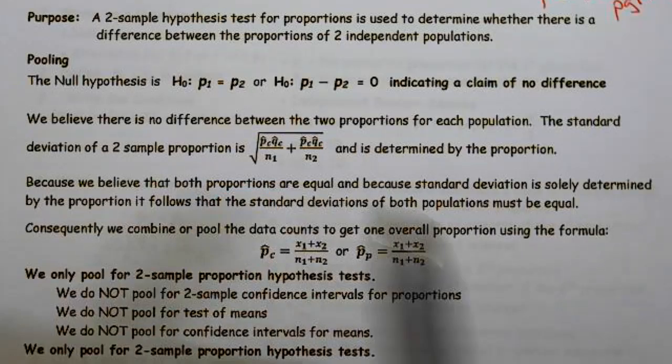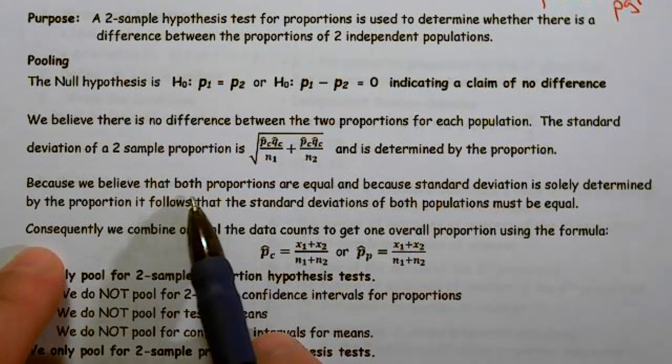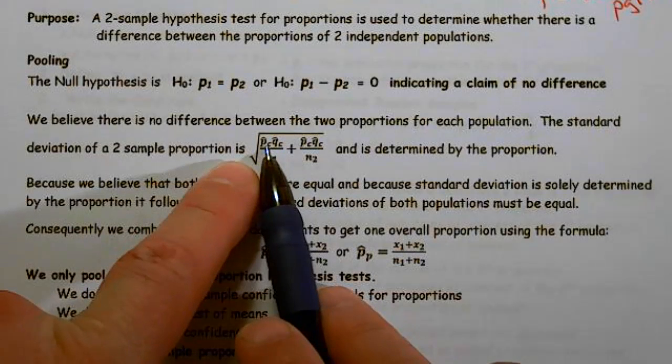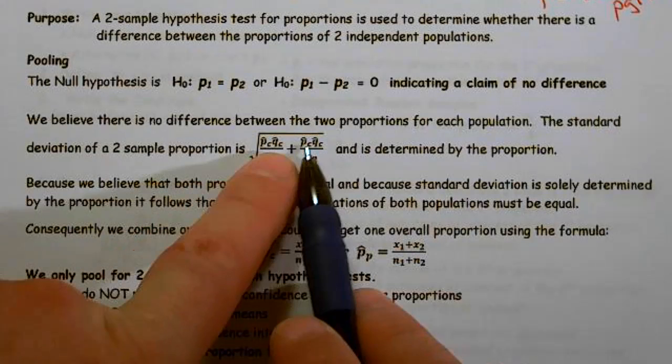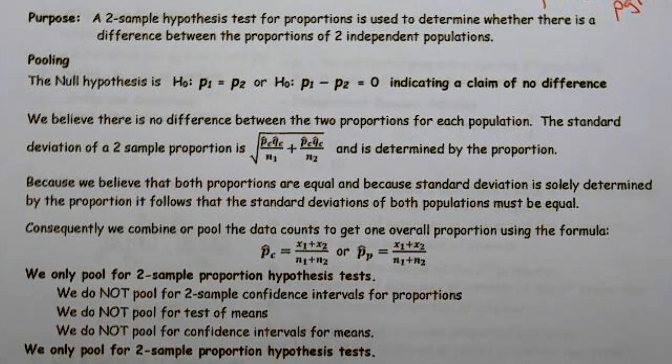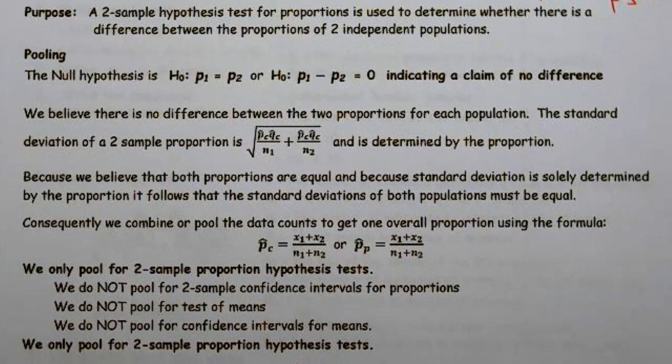All right. So basically this is a combined. This is not P1 and Q1. This is not P2 and Q2. This is a different calculation that we're going to have to make right here. And we believe that they're the same. So because we believe that they're the same, we're going to combine them together.